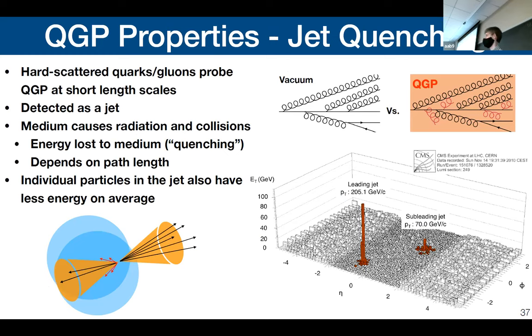Okay, so now let me shift gears and talk about another property of the Quark-Gluon plasma. As I mentioned, we have these jets, which are essentially partons that have a lot of energy and then fragment into a lot of particles, a spray of particles. And these partons, because they have a lot of energy, probe the Quark-Gluon plasma at very short length scales. So you can think of it almost as taking an X-ray of the Quark-Gluon plasma, right? You probe the matter with something that has a very short wavelength.